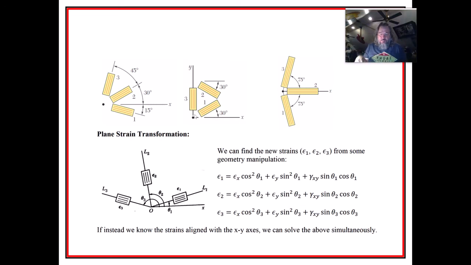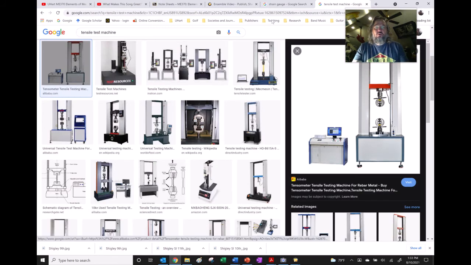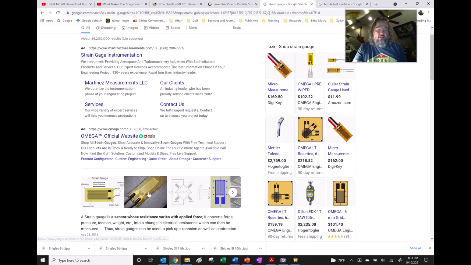This is where we're going, and the reason we would care is that we have these things called strain gauges. There's a picture of them, but let's take a look at what a real one looks like. So I Googled it. Here you go. Here's an actual strain gauge, and maybe we could take a look at some more pictures.